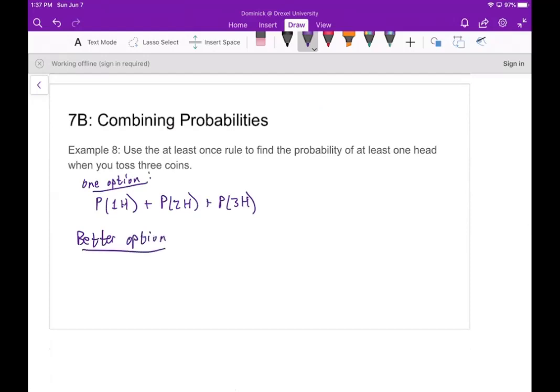The better option is the opposite, because there's only one more outcome, and that's no heads. So we want the probability of no heads.